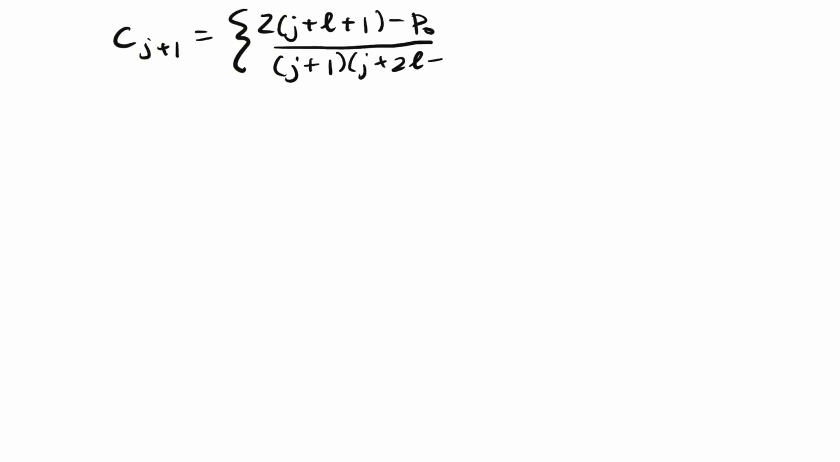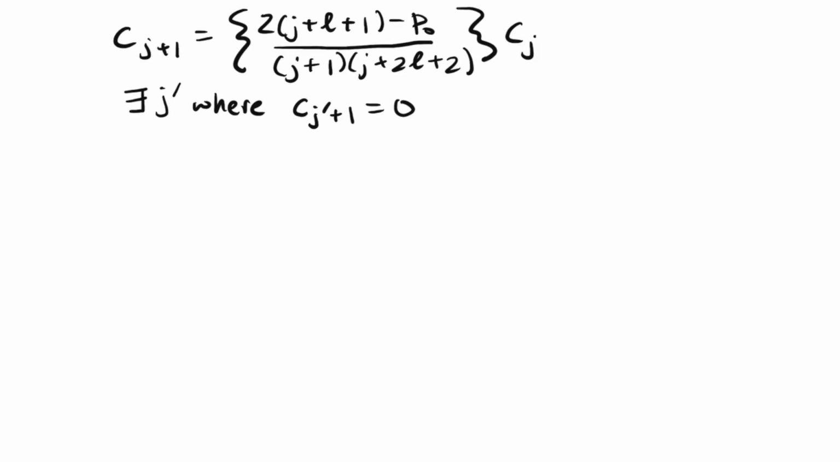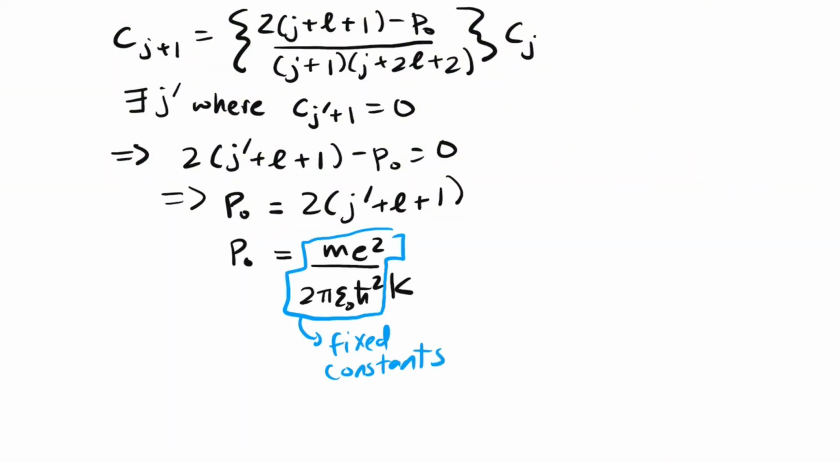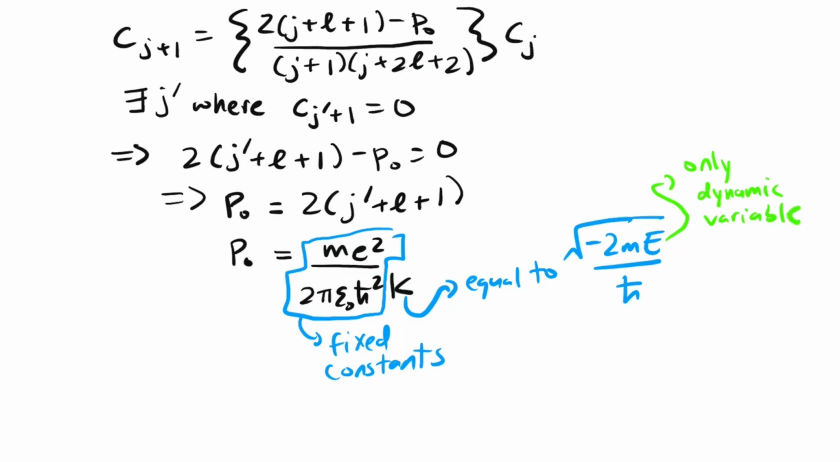Here's what I mean. If there's a special j where the series terminates, call it j prime, then this relation would have to hold for p0. But remember that p0 is also equal to this. Everything here is a determined constant except for k, and everything in k is a determined constant except for e.